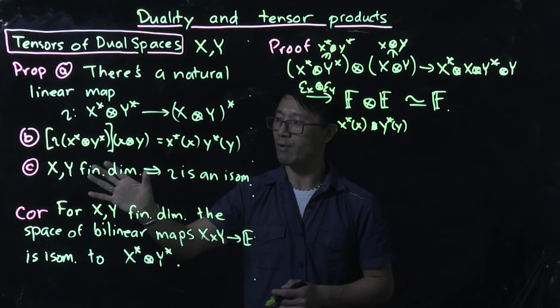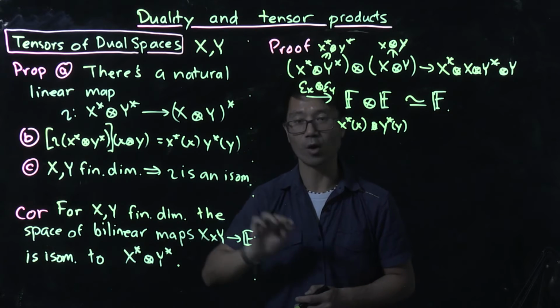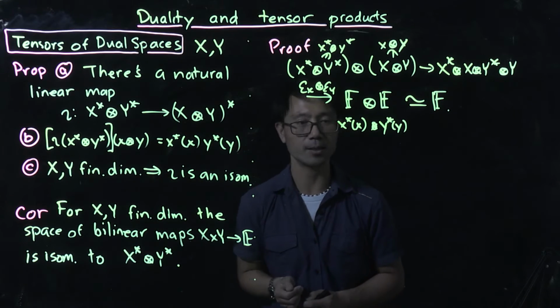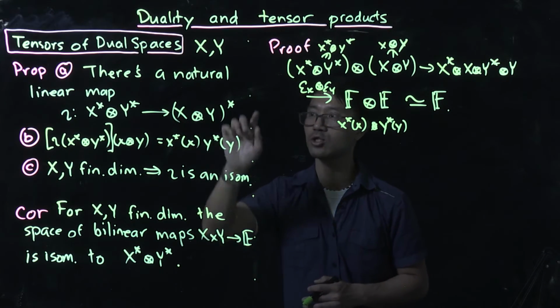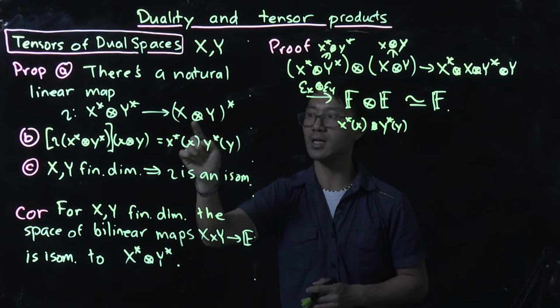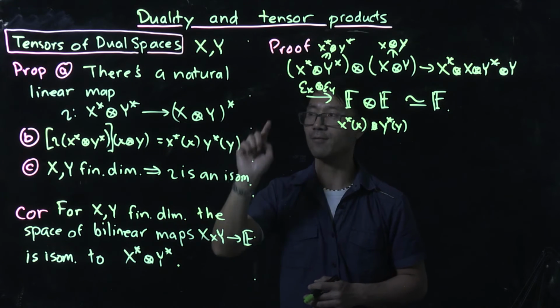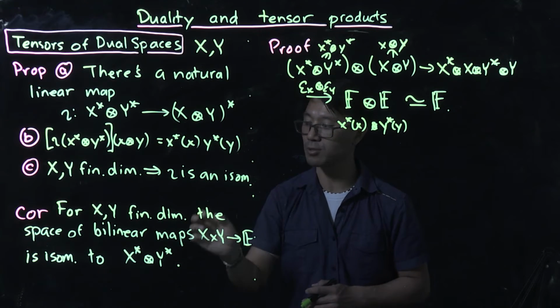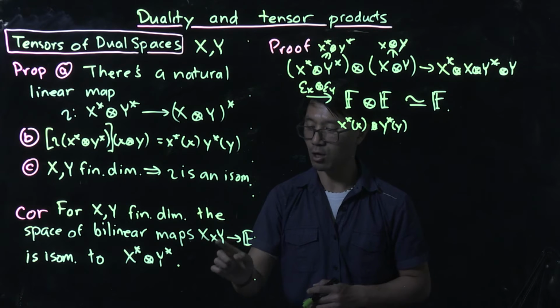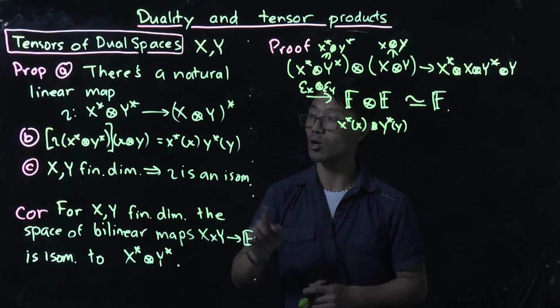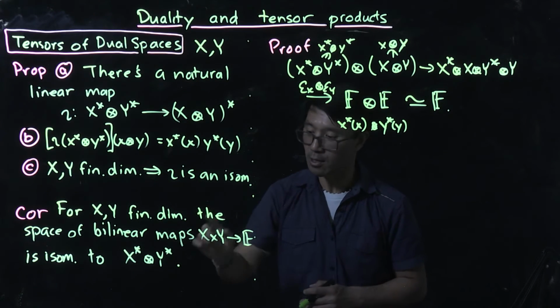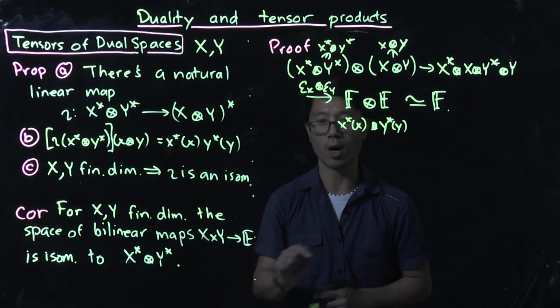Before proving this, I want to talk about the following corollary, which is one way to think about it. So what is this dual space here? This dual space is linear maps from X tensor Y to the field F. So they're basically just bilinear maps from X cross Y to F. So you want to look at this space here, which is the same as looking at the vector space of bilinear maps from X cross Y to F.